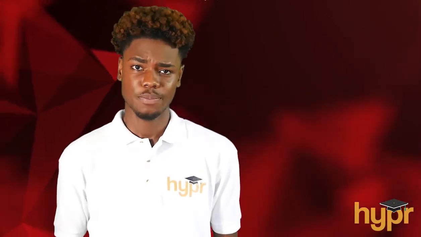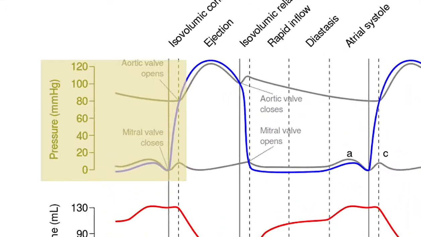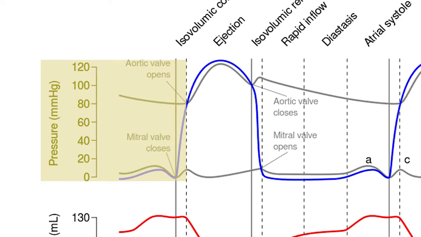So as one would expect during atrial systole, the pressure within the atrium rises and even surpasses the pressure within the ventricle. Therefore, the atrioventricular valves, or AV valves, open, allowing blood to flow from both atria into the ventricles.